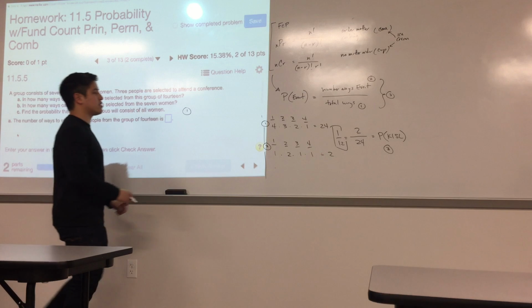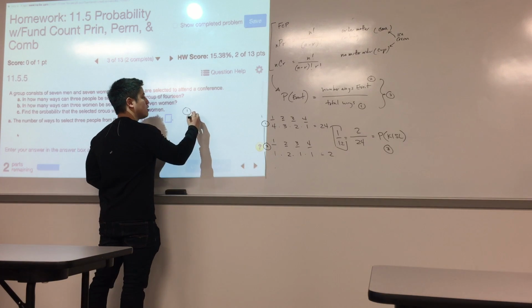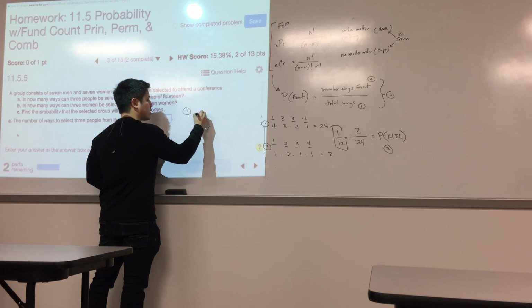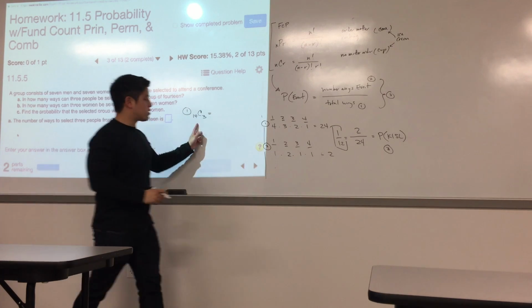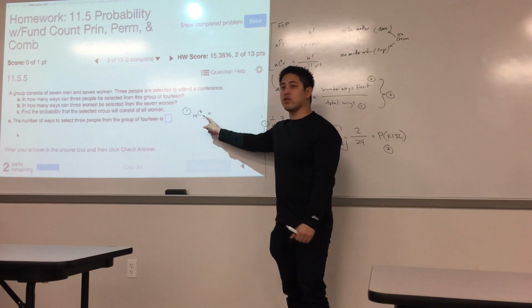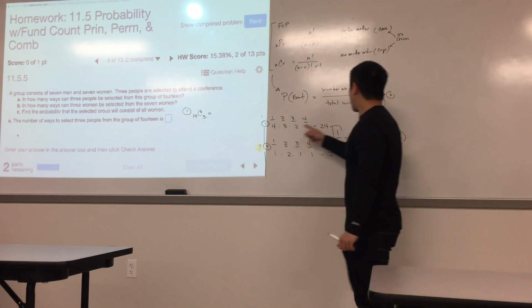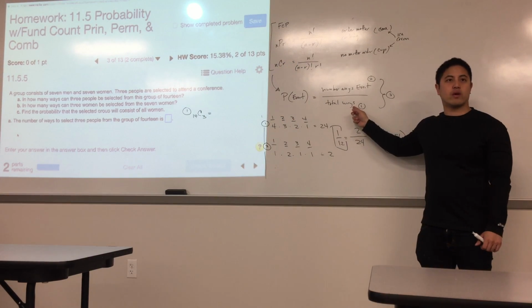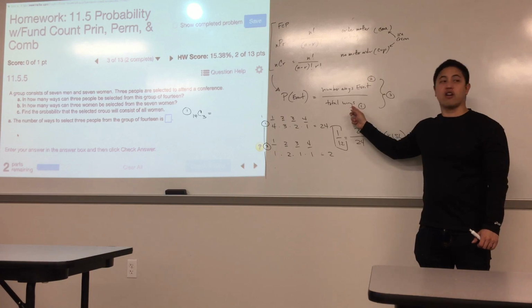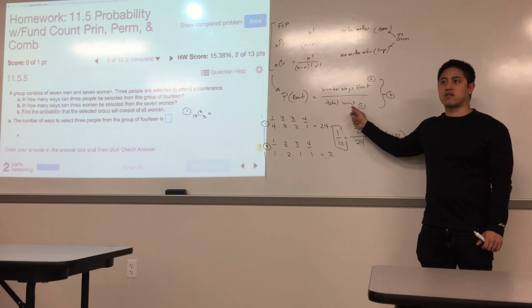They're just taking 3 people from a group of how many? 14. What's the setup since it's combinations? NCR, which is going to be specifically with the numbers 14C3. This will tell us exactly how many ways we can make groups of 3 out of 14 people. Does that make sense, guys?